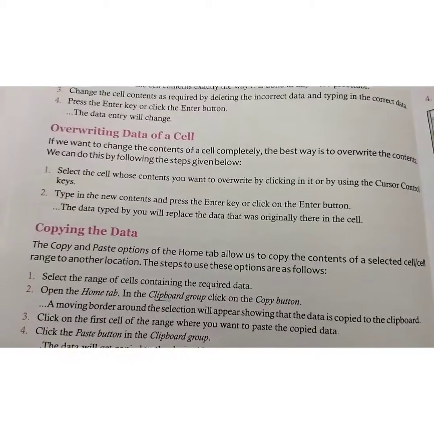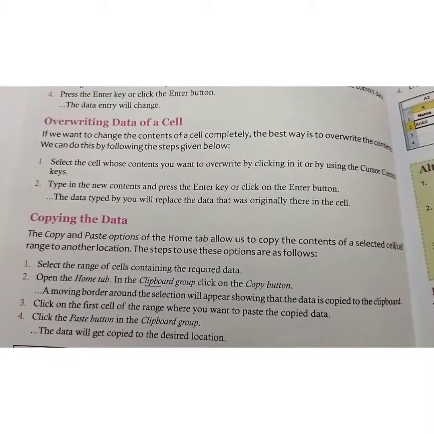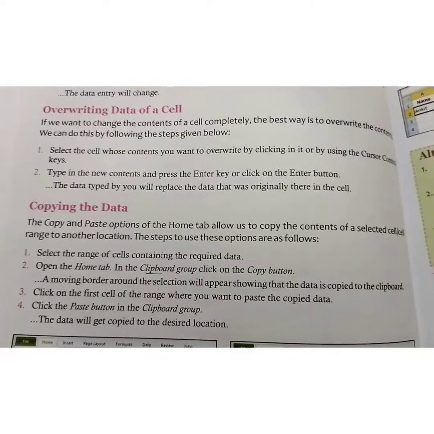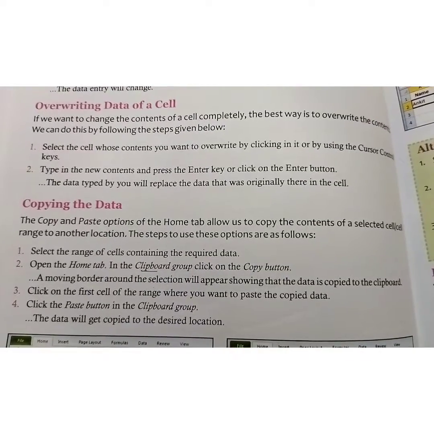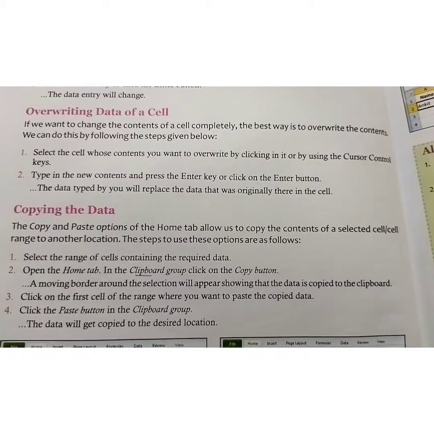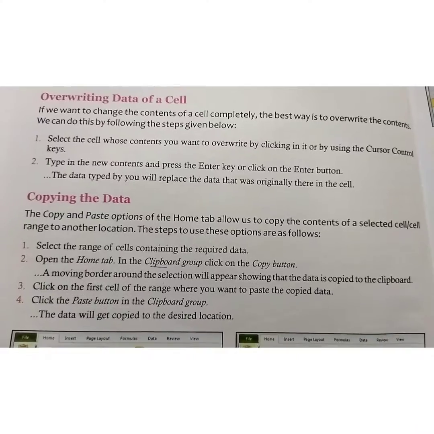Next topic, overwriting data of a cell. If you want to change the content of a cell completely, the best way is to overwrite the content. We can do this by following the steps given below. Select the cell whose content you want to overwrite by clicking it or by using the cursor control keys, type in the new content and press the enter key or click on the enter button.